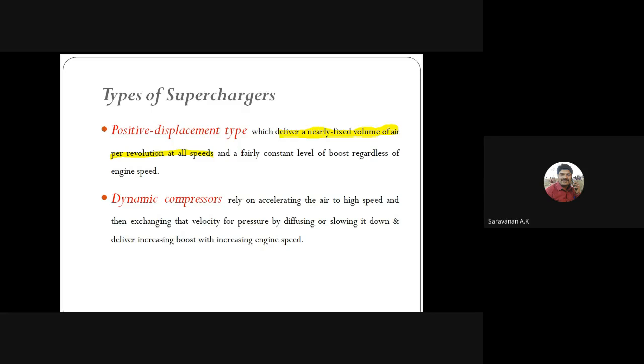So the level will be constant in all speed variation conditions. It will be called positive displacement, right? Then the second one is the dynamic compressor, right?